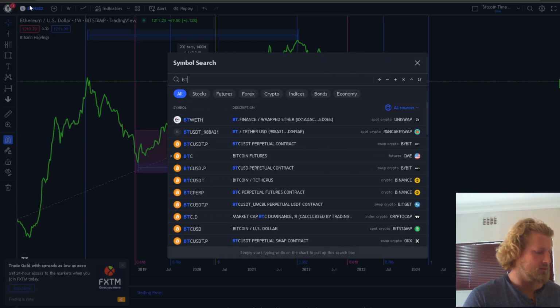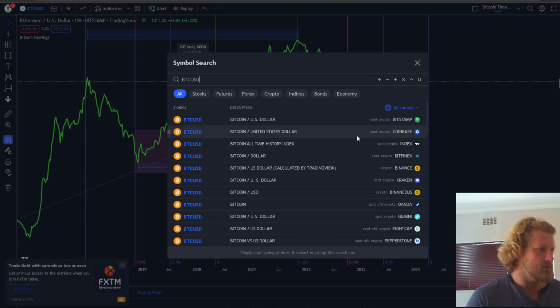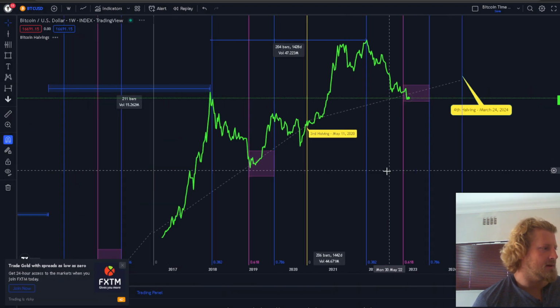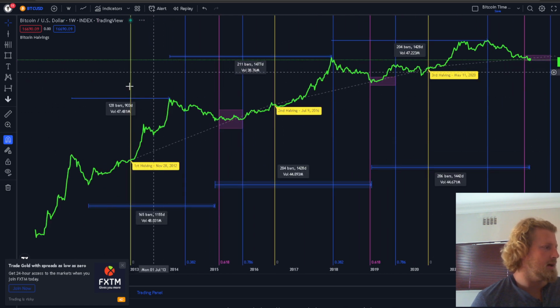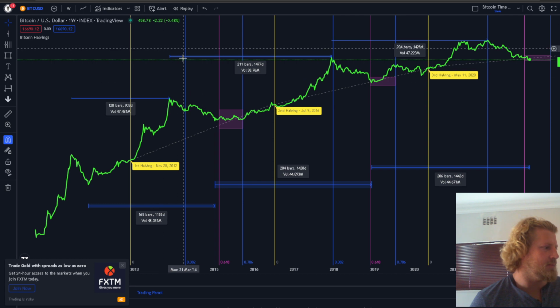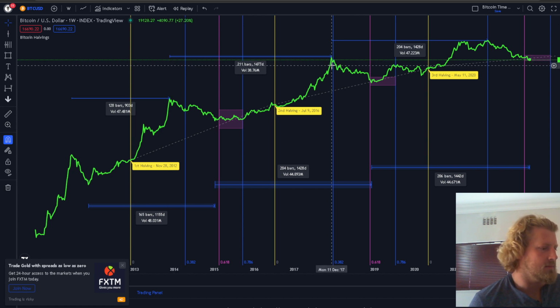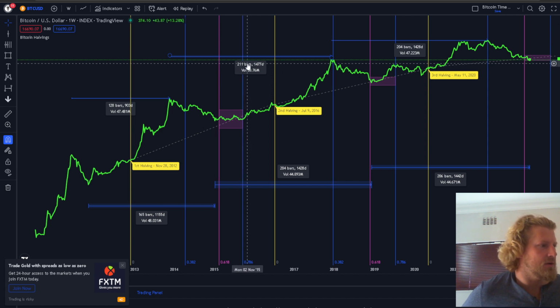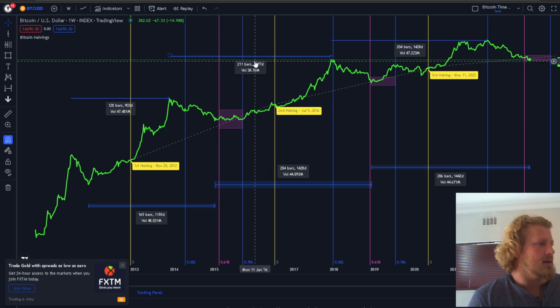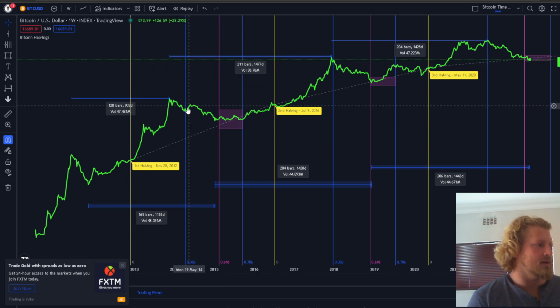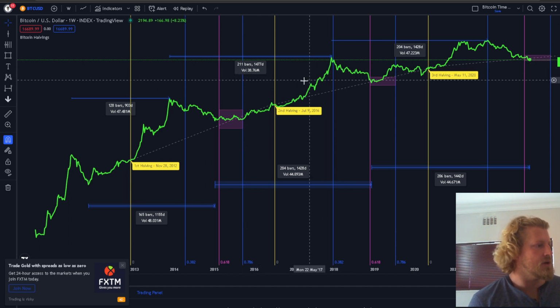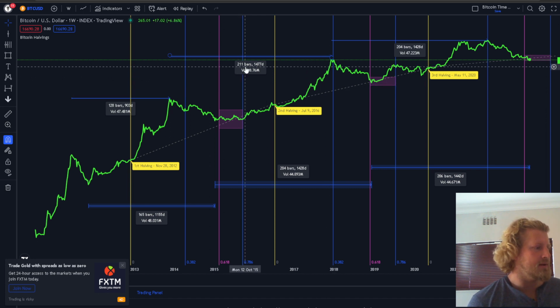Let's quickly go back to Bitcoin and do the 4-year time analysis. You can see I have time frames pulled up here from the top in November 2013 to the next top in December 2017. You can see that was 211 bars. Remember, there are 208 weeks in 4 years, and this is the weekly chart. So the whole cycle from the top to the next top was 211 bars.